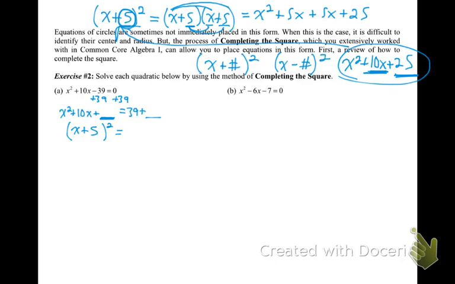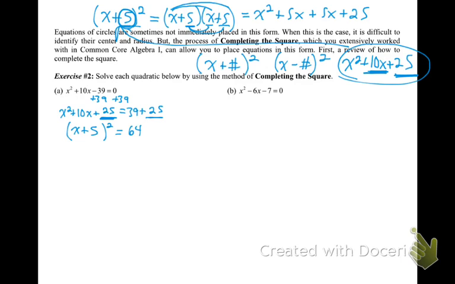In order to complete the square, I'm going to fill that blank in with the number that makes it a perfect square. And that number is going to be 5 squared, which is 25. But in order to balance the equation, I need to add the 25 to the other side as well. And in adding that to the 39, that gives me 64.